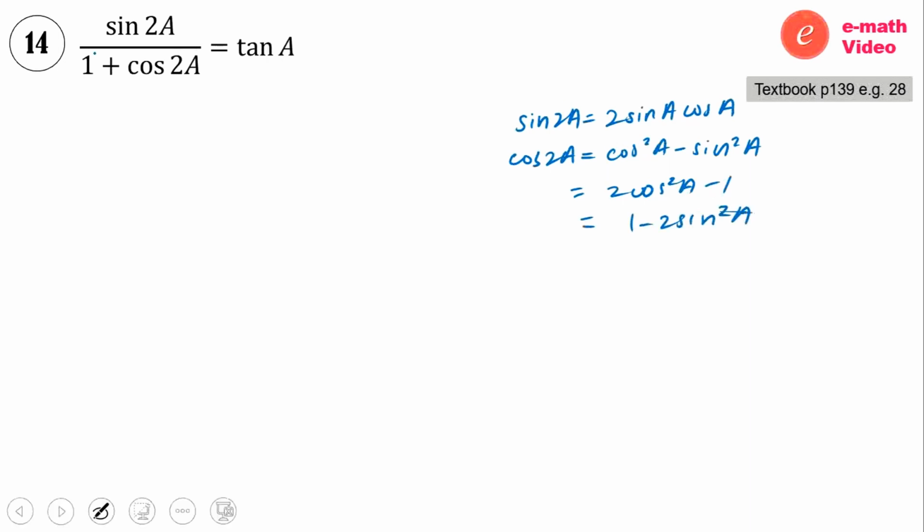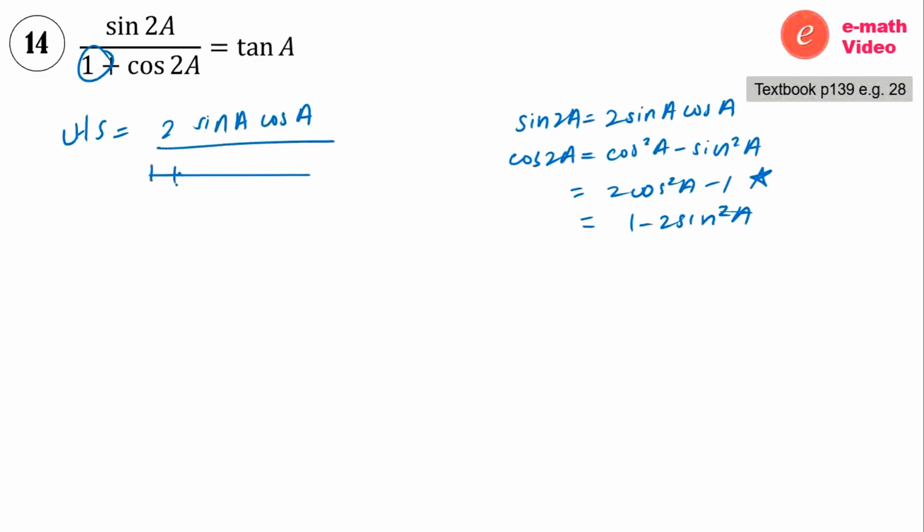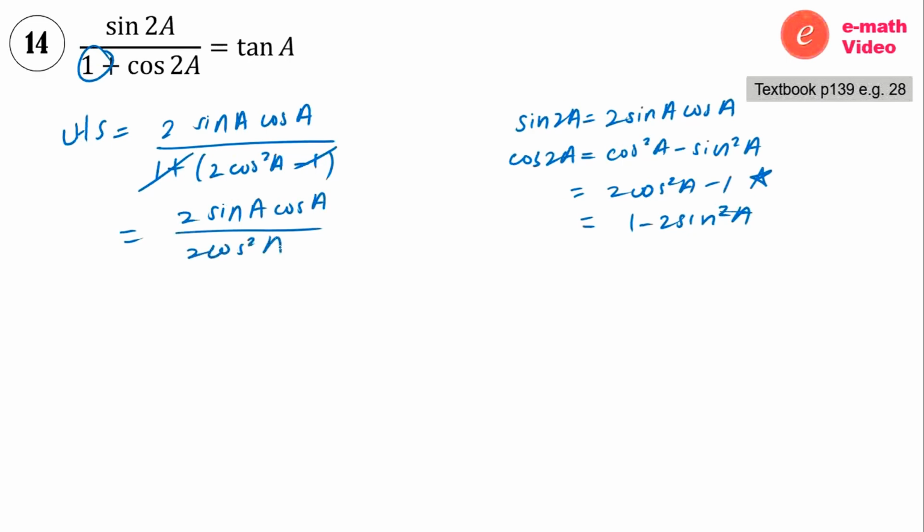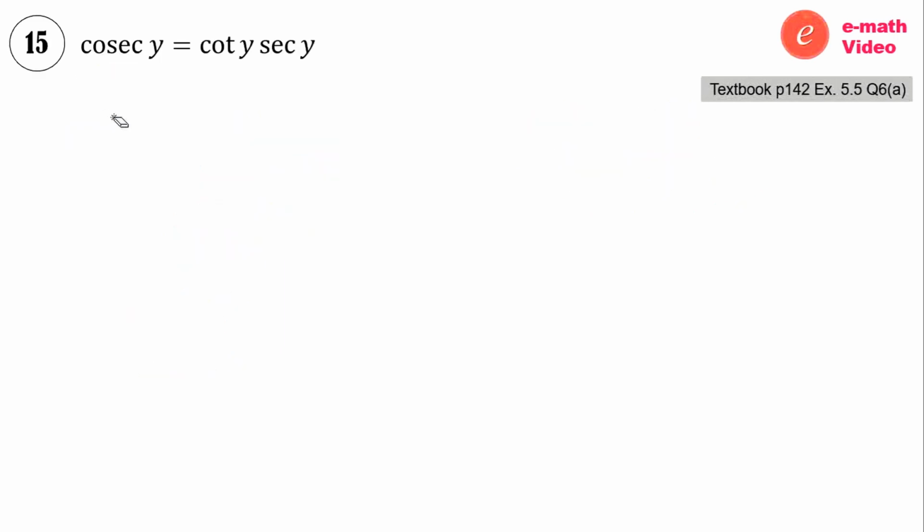As you can see, we have a positive 1 here, and we don't have any constant on the right hand side, meaning we need a negative 1. We choose the second one. On left hand side, equals 2 sine A cos A over 1 plus, we choose the second one, 2 cos square A minus 1. See, 1 and 1 bye-bye already. 2 sine A cos A over 2 cos square A. 2 and 2 cancel. This square and this cos A cancel, equals sine A over cos A equals tangent A. Proven.